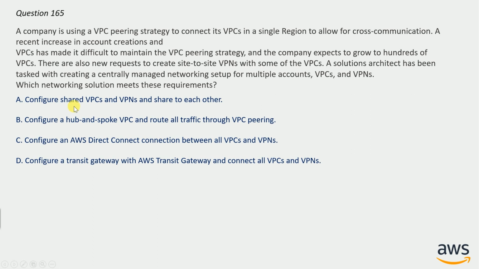And the correct answer here will be option D. Configure a transit gateway with AWS Transit Gateway and connect all VPCs and VPNs there. This is correct because a transit gateway enables you to attach VPCs and VPN connections in the same region and route traffic between them. So option D is correct.